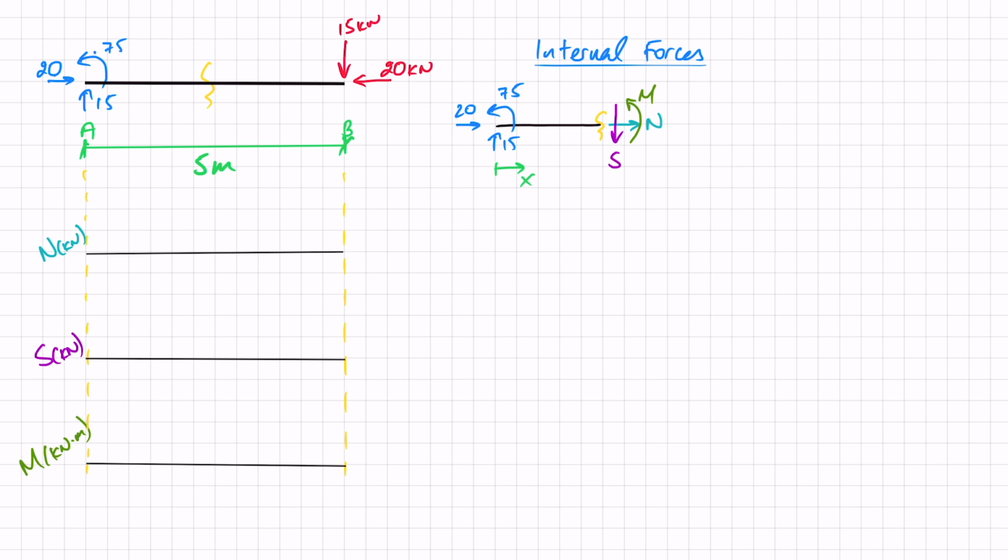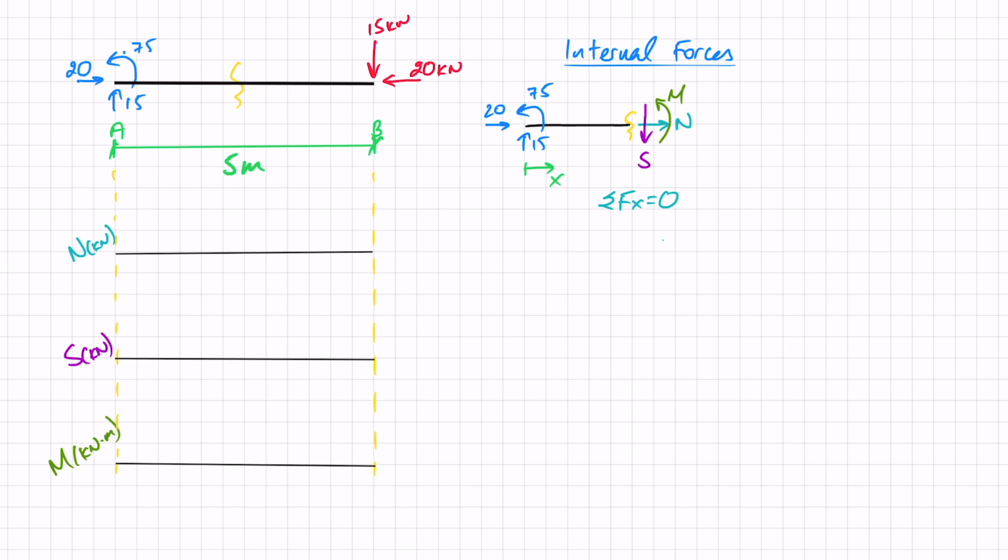And now all I need to do is find what N, S, and M are in general terms for each point along this beam and draw them on my diagrams. Let's start off with N. So I do this by sum of forces in the x direction equals 0. And in this case, I've got N plus 20 equals 0. So N works out as minus 20 kilonewtons.